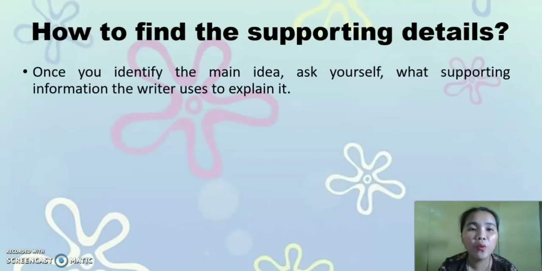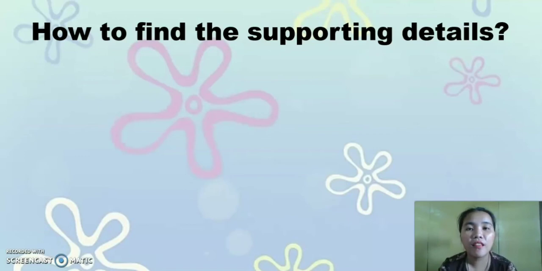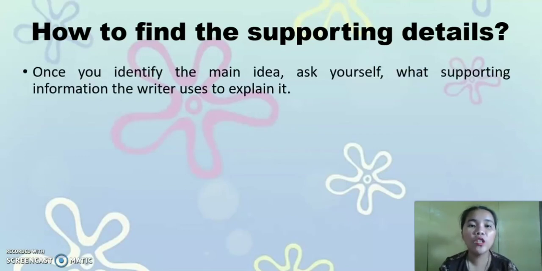Okay, how do we find the supporting details? Once you identify the main idea, ask yourself what supporting information the writer uses to explain it. So that is very easy. You should first know the main idea. And then once you know the main idea, the next sentences in that paragraph are the supporting details.